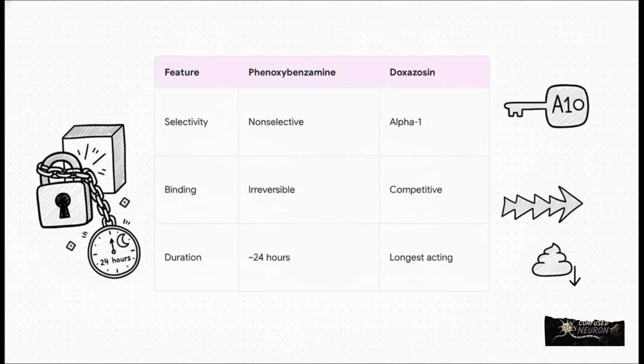What's really fascinating here is the sheer contrast between old-school and highly targeted drugs. Take phenoxybenzamine. This is a non-selective, irreversible, non-competitive blocker. It binds so tightly that your body literally has to synthesize brand new receptors just to overcome the block, which takes a day or more. That's exactly why its action lasts about 24 hours. Now, contrast that with doxazosin. It's highly selective for alpha-1, it's the longest acting of its specific class, and here's a totally wild clinical pearl. While most of these drugs excrete their inactive products in the urine, doxazosin actually gets excreted in the feces.